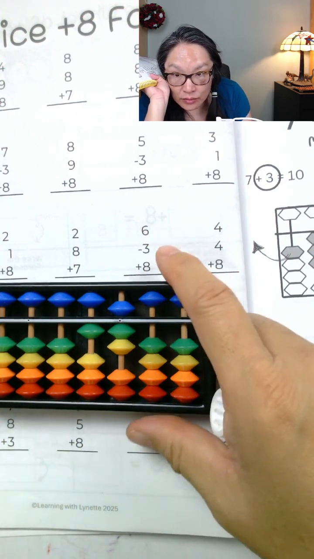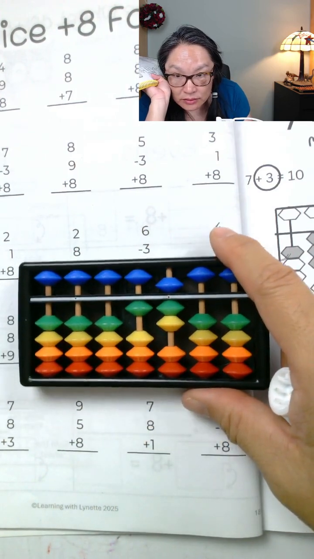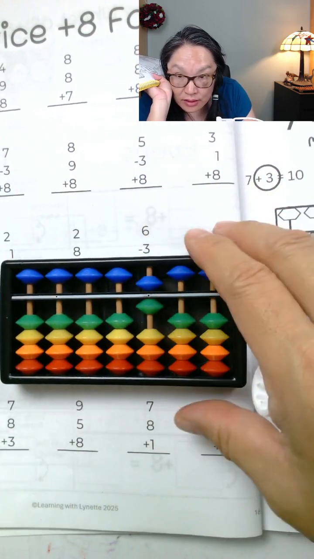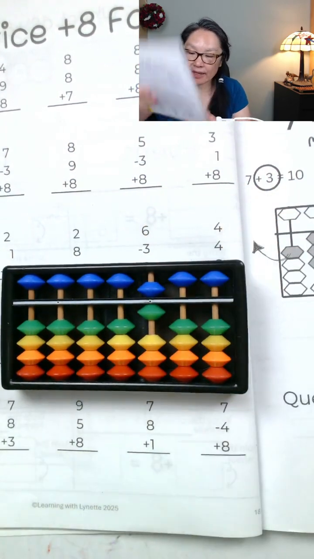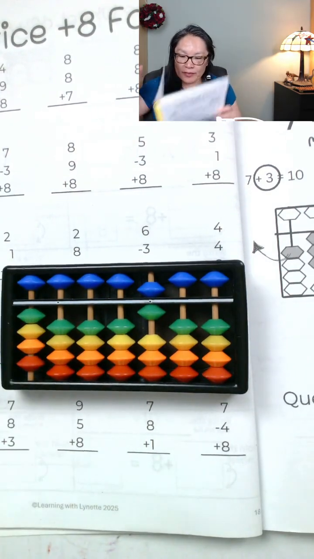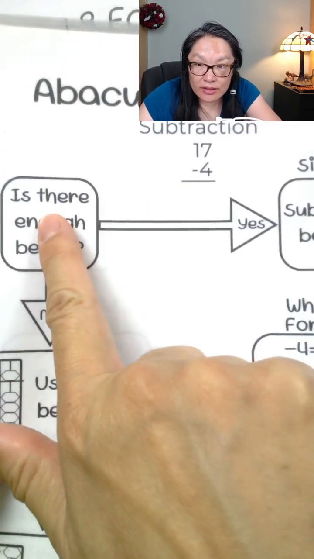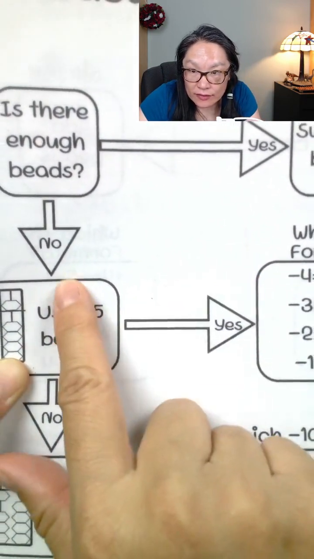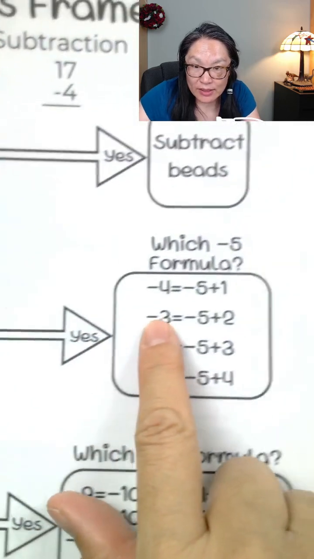We do this one, right? If we do 6, we do 6 minus 3. Can you take away the 3? No, we cannot. Is there enough beads, right? No, there's not enough. Can we take away the 5?